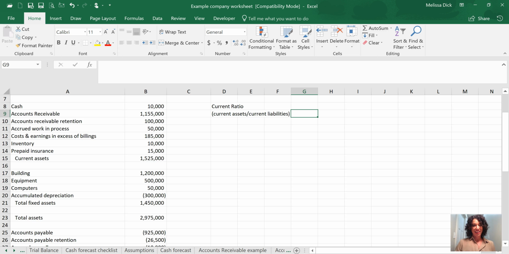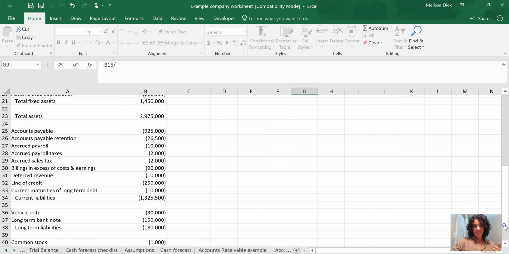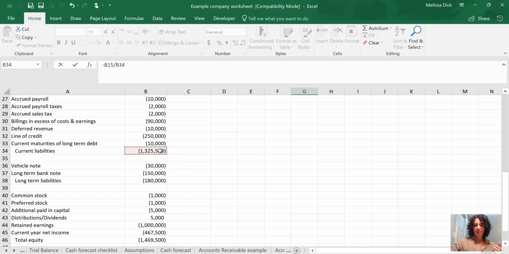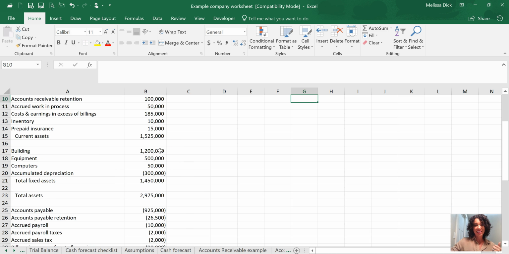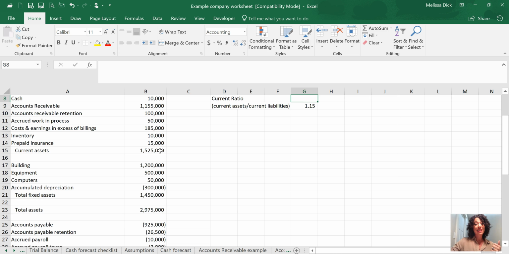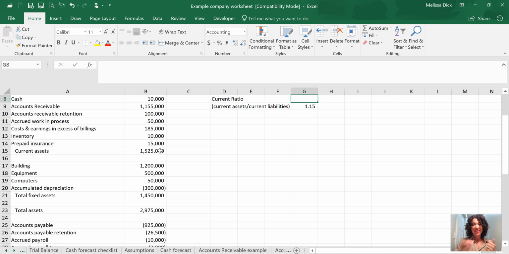Now I get to calculate the current ratio using my current assets over my current liabilities. So let's just see what happens. Go down, we'll get our current liabilities, current assets, and survey says 1.15. I really wanted 1.2.